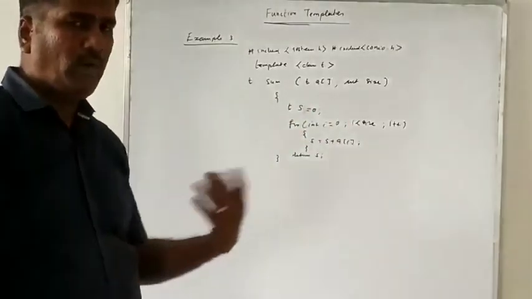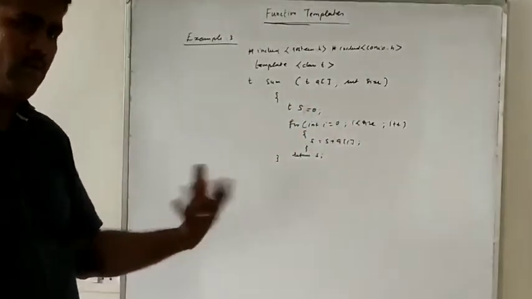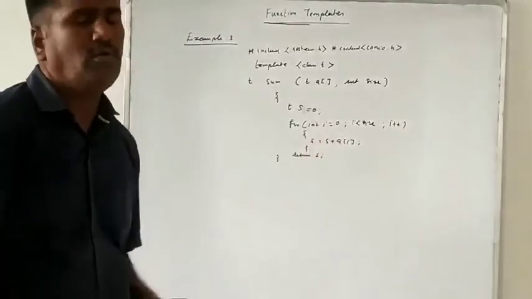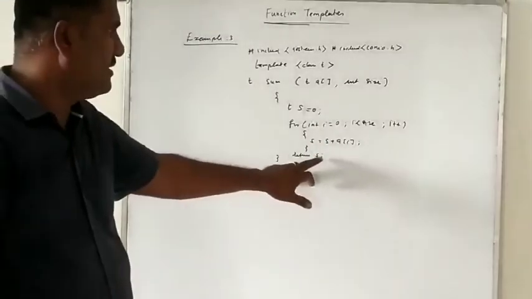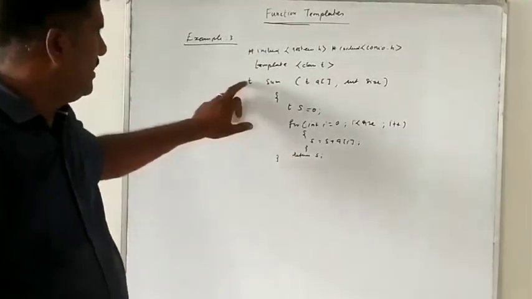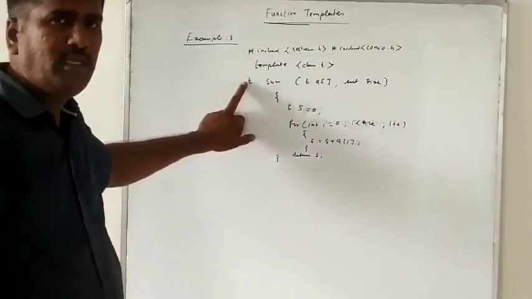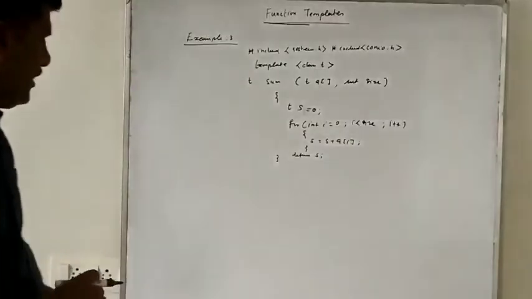So read the array elements one by one, then add each array element to s. The final result is stored in s. Then return the final value. Okay, right.